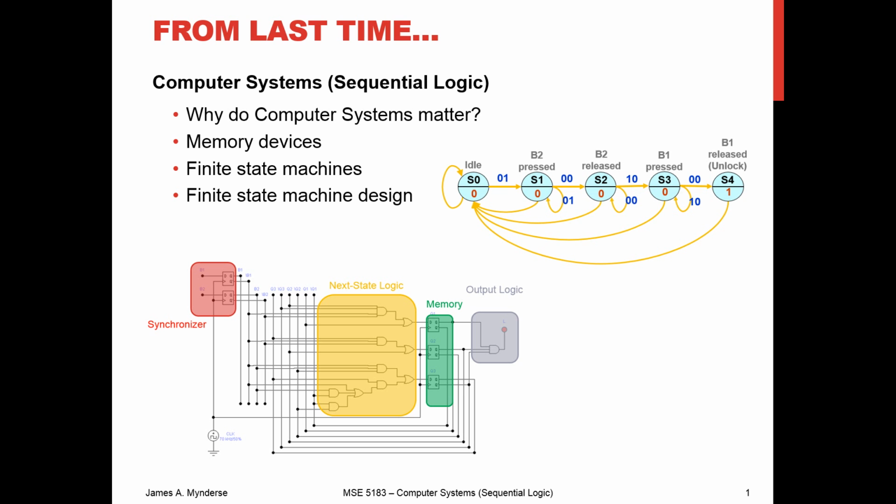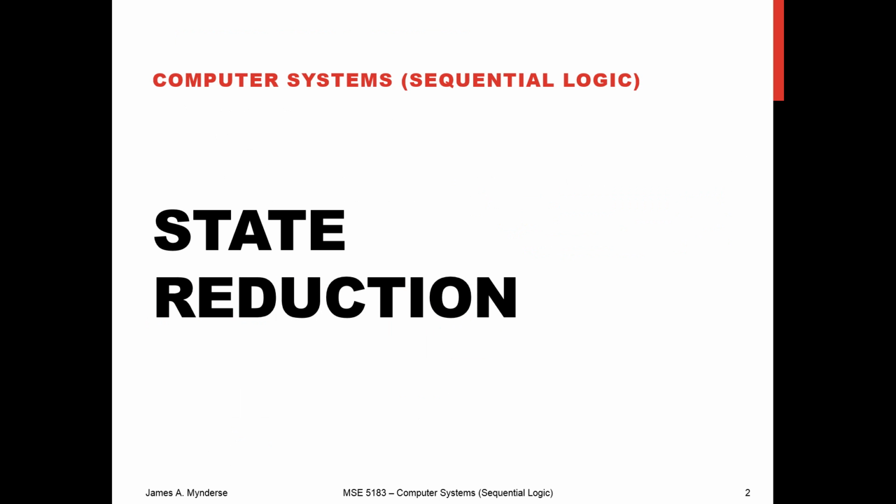And we put that into our pseudocode implementation, where we had a synchronizer to make sure that everything was on the same clock signal. We had our next state logic, we had our memory, and then we had our output logic. So what we want to do now is talk about how to take an existing state machine design and reduce it to a lower level of complexity if possible, or make it more efficient.